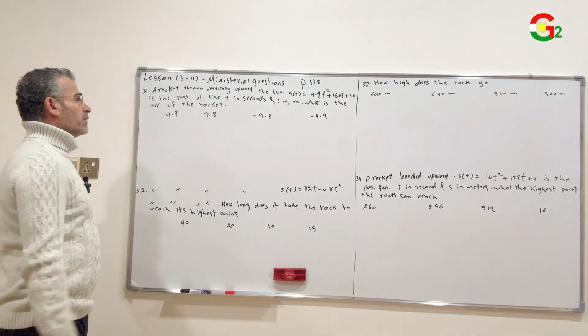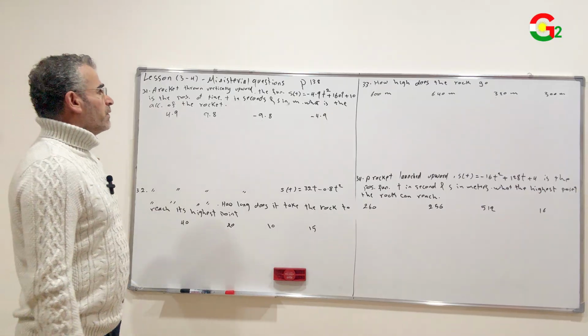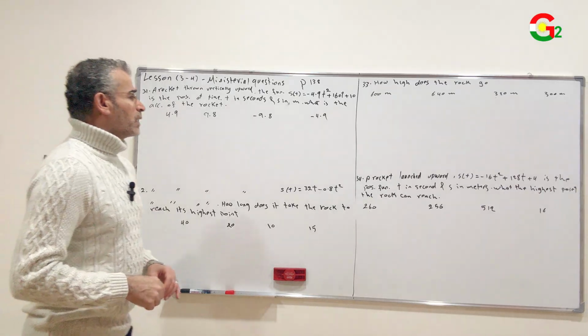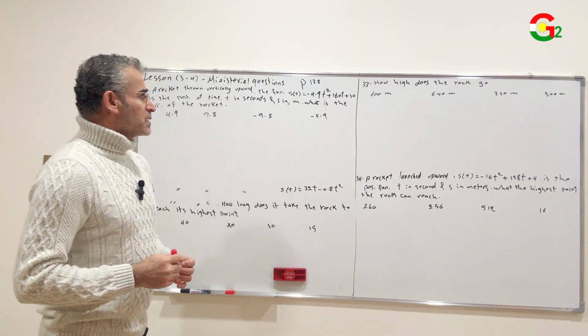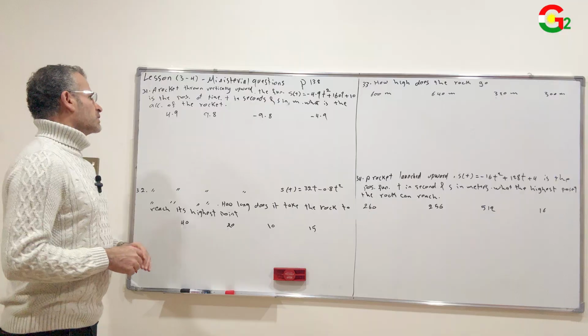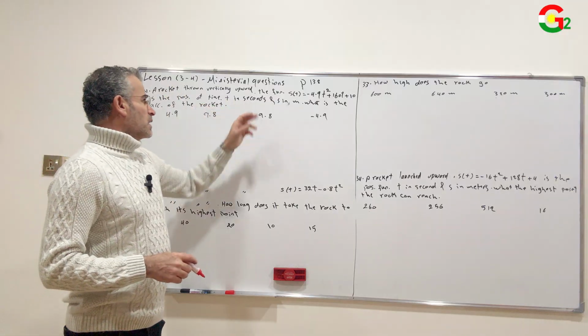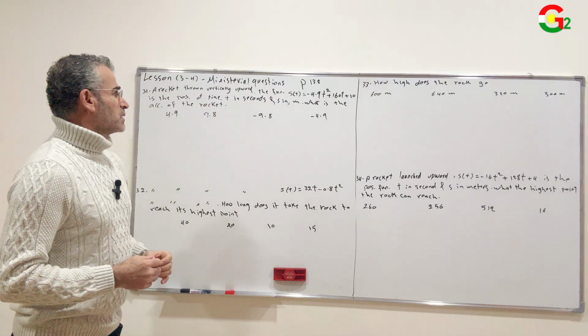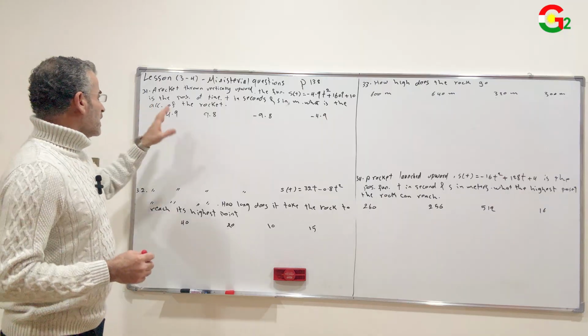Question number 31. A rocket is thrown vertically upward. The function s of t equal to negative 4.9 t squared plus 160 t plus 10 is the position function at time t. t is in seconds, s in meters. What is the acceleration of the rocket?